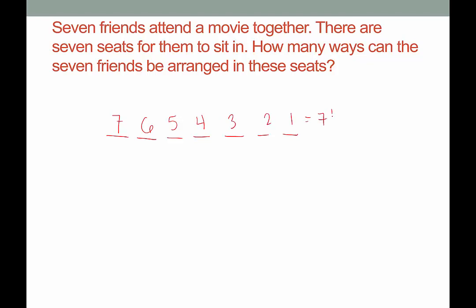So this is the equivalent of 7 factorial, which we already calculated to be 5,040. So if there's 7 people, there's 5,040 different ways that these 7 people could be sitting in 7 seats that are consecutive, which is kind of crazy to think about, right?